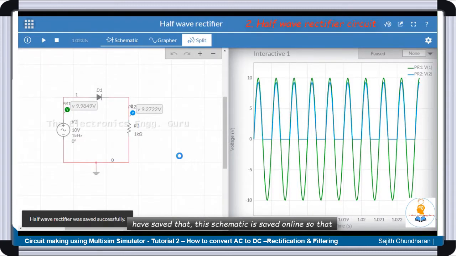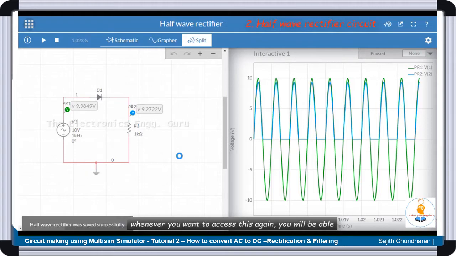This schematic is saved online, so that whenever you want to access this again, you will be able to click on that and open this particular waveform online. Right, so there you are. So we have developed our second circuit with diode as a rectifier.